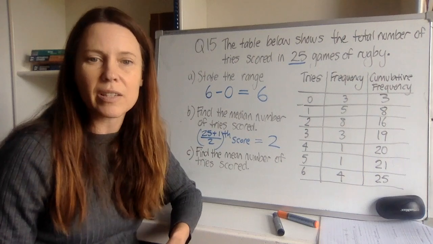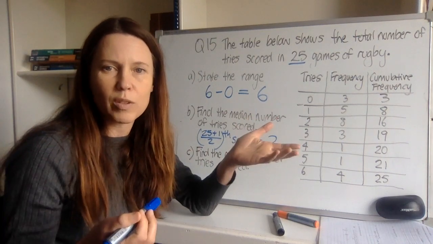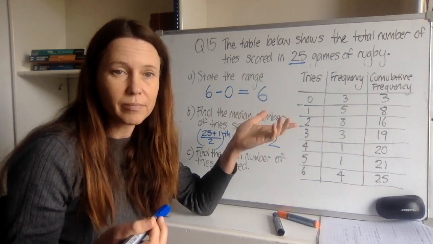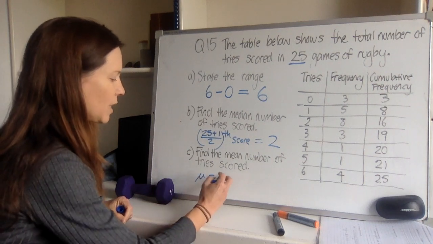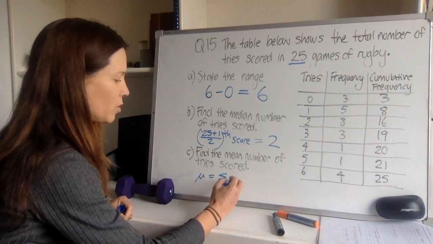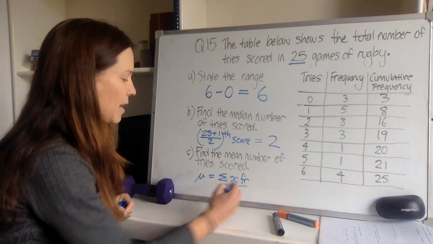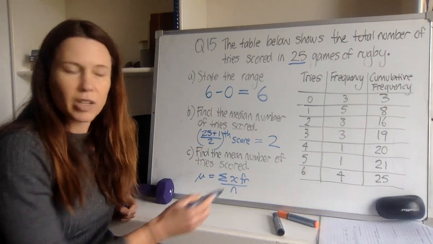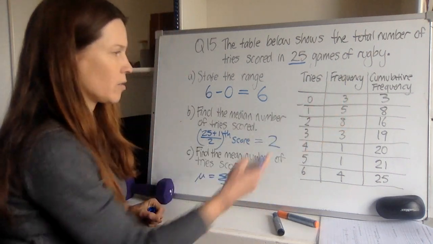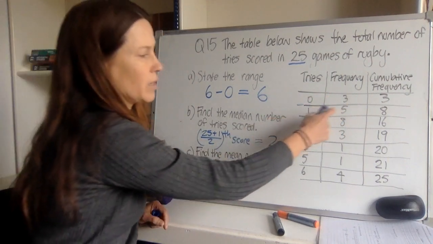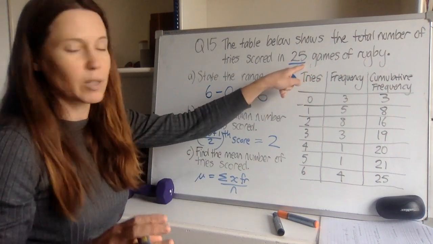Find the mean number of tries scored. Well, the key thing here is to actually ask yourself, well, how many tries did these guys score in all of the 25 games added together? Because your formula for mean says we need to take the sum of all of the scores multiplied by the frequency that they happened and divide by n. Now, if you're using the formula, you can go ahead and do this and say, right, I've got to multiply each score by the frequency. So I've got 0 times 3, and I've got 1 times 5, and 2 times 8, and then I've got to add all of those together and divide by 25.